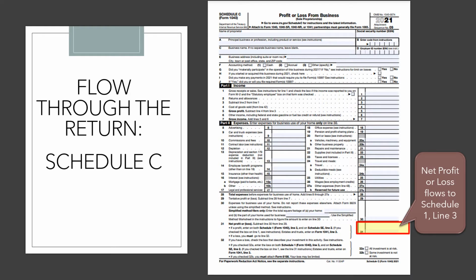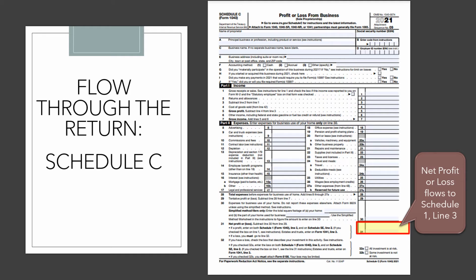Let's take a really high-level view of how this self-employment income flows through a return. We will be getting into more detail in part 2 of this lesson, which will be in another video. But for now, we're just getting an idea of how things get put together.